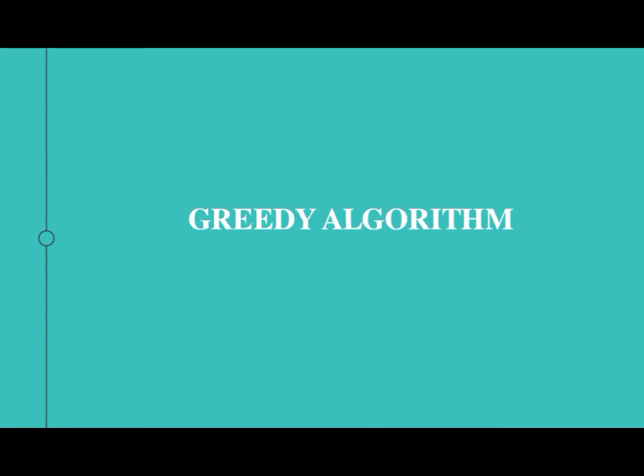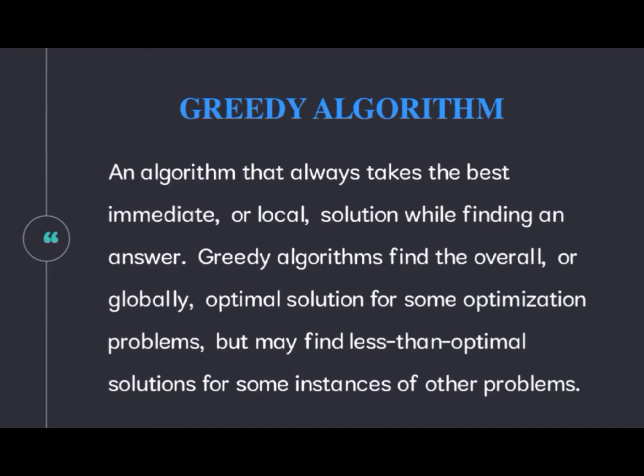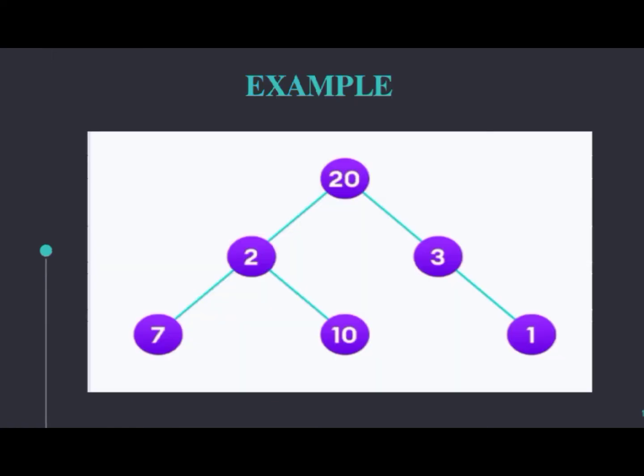Proceeding to greedy algorithm. A greedy algorithm is an algorithm that always takes the best immediate or local solution while finding an answer. Greedy algorithm finds the overall or globally optimal solution for some optimization problems, but may find a less than optimal solution for some instances of other problems. Here we can see a graph.